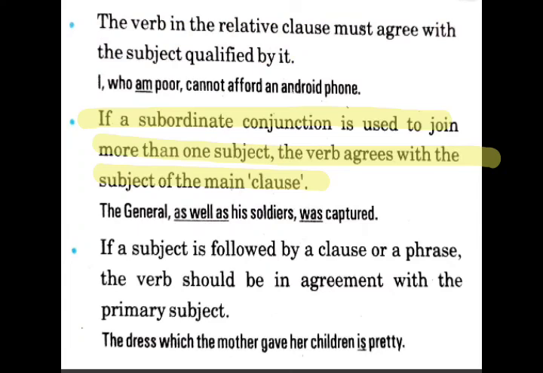Also, if a subordinate conjunction is used to join more than one subject, the verb agrees with the subject of the main clause. So verb is according to the main clause. For example, the general as well as his soldiers was captured. So we'll use verb according to the main clause, the general. So we are using singular verb over here, was.